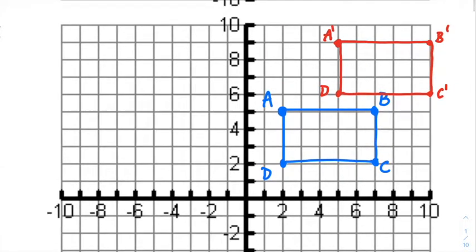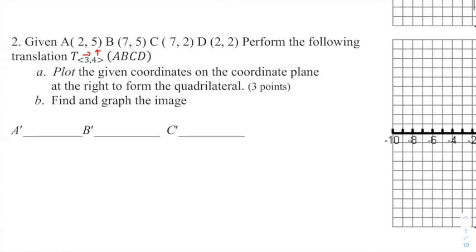A prime was at 5, 9. B prime was at 10, 9. And don't forget you can just add 3 and add 4 if that's easier for you. The next one was at 10, 6. And then D prime finally was at 5, 6 as well.